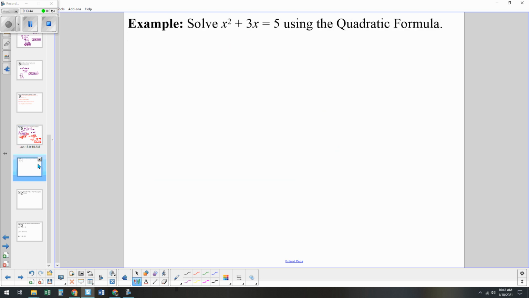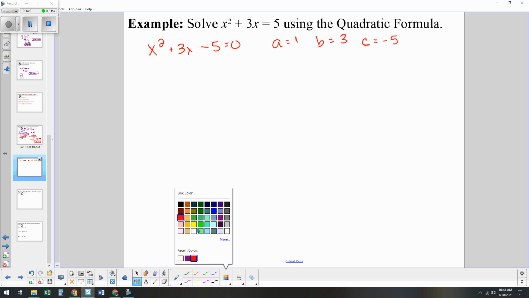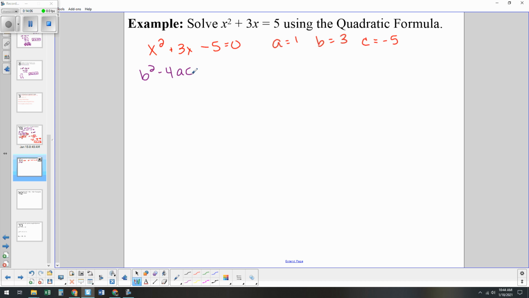Let's try another one. All right, let's get it equal to 0 first. So minus the 5. So we know that a is 1, b is 3, and c is negative 5. We'll do the discriminant. So that's 3 squared minus 4 times 1 times negative 5. 9. I have 2 negatives, so that's a plus. 4 times 1 is 4, times 5 is 20. So we get 29. So there are 2 real solutions again.